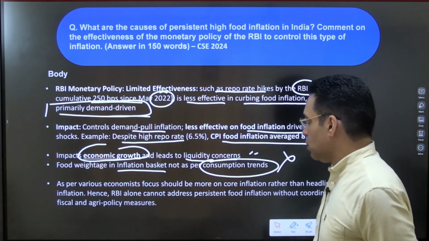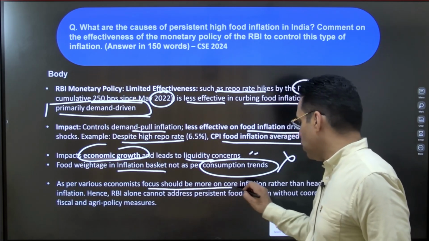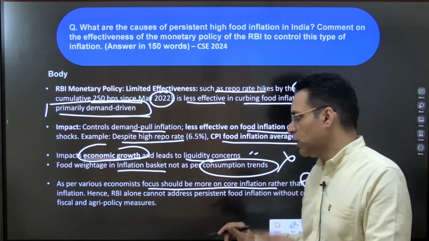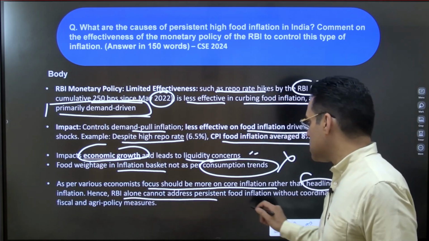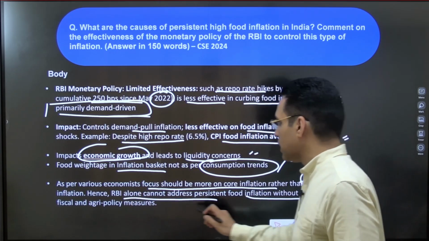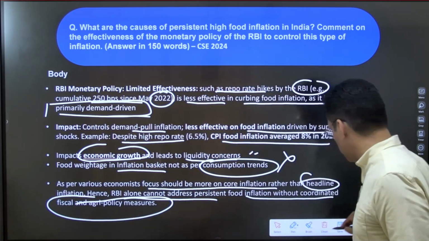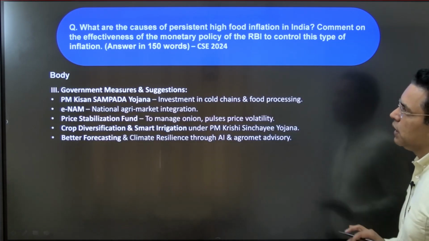Okay. So as per various economists, focus should be more on the core inflation rather than headline inflation. Core means inflation minus food and fuel. Hence, RBI alone cannot address persistent food inflation without coordinated fiscal and agri policy measures. So it needs coordination from the government on fiscal policy as well.